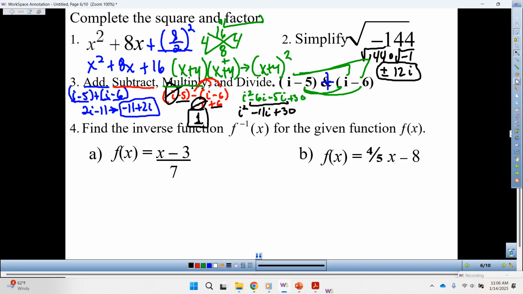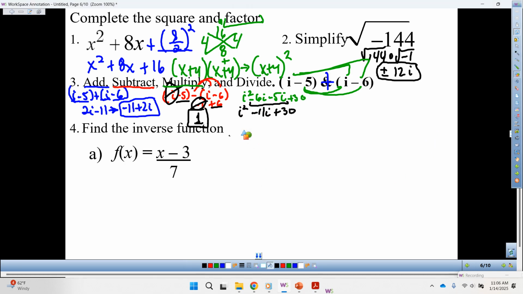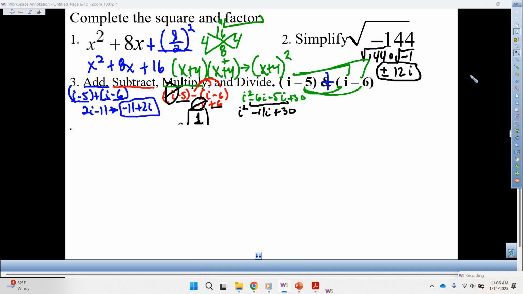Am I done? No. Remind your neighbor what we're going to substitute for the i squared. What do we substitute for i squared? What did we substitute for i squared? How about Elijah? What is it? Negative 1. Yes? All right.